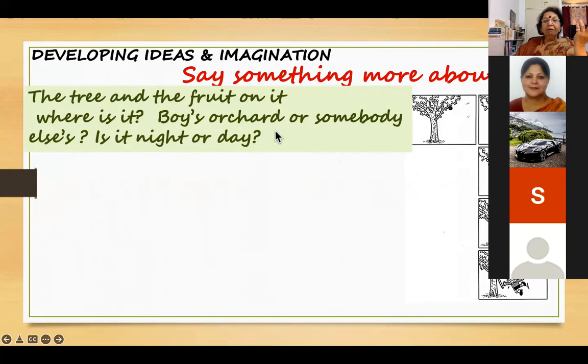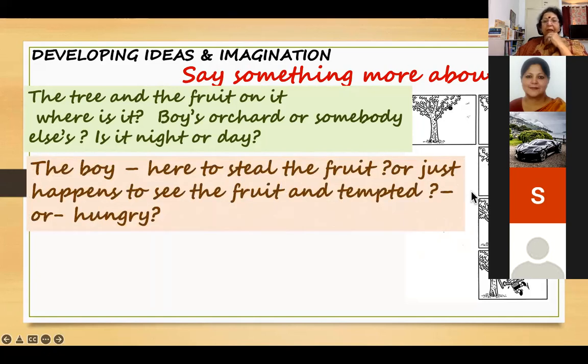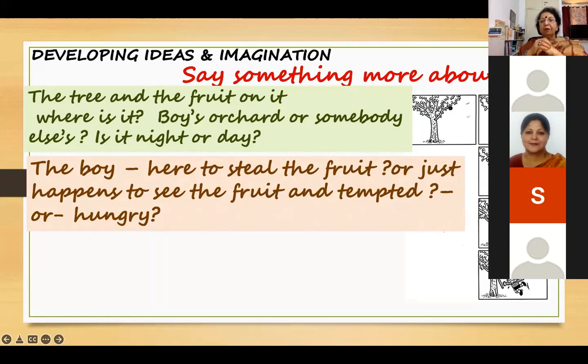Where is the tree? Is it in the boy's orchard or somebody else's? Is it night or day? If it is somebody else's, what is the boy doing there? Has he come to steal? Naughty boy. Okay. And what does he do? And he picks up a stick, and because he cannot reach it, he looks around, and he thinks, what should I do? I want to eat that fruit.